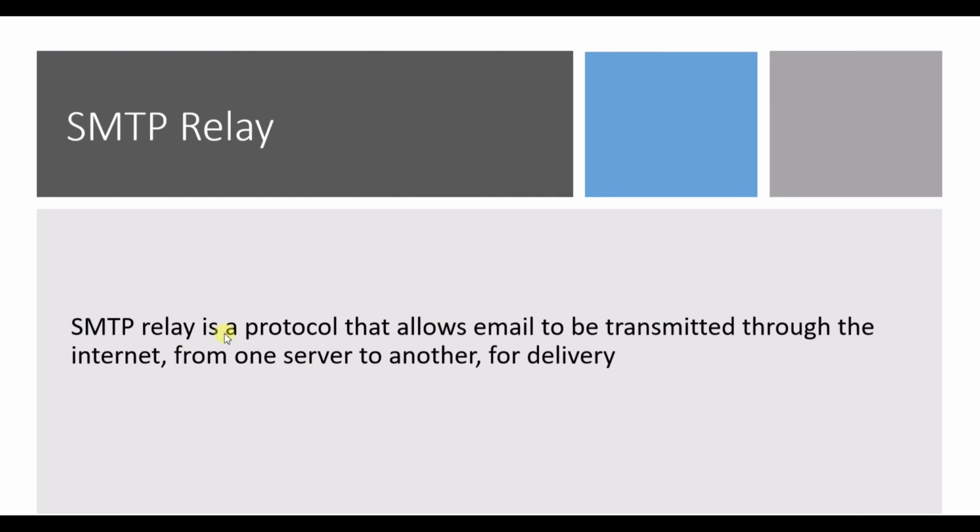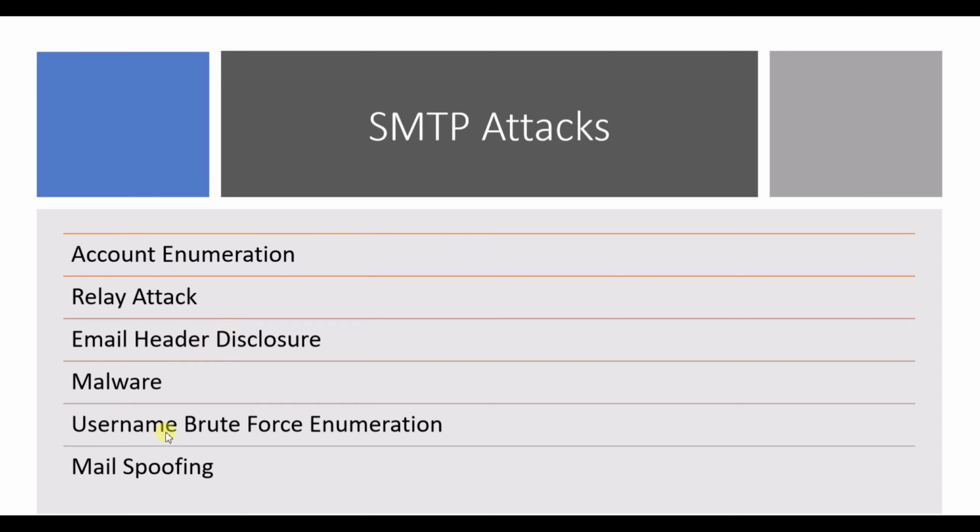And again we have brute force enumeration. There are different techniques to perform brute force enumeration. There is already an NSE script utility which is used to perform brute force attacks for SMTP. And we can also perform mail spoofing, where we spoof the source mail address and perform these attacks. I will also show you how you can perform mail spoofing.